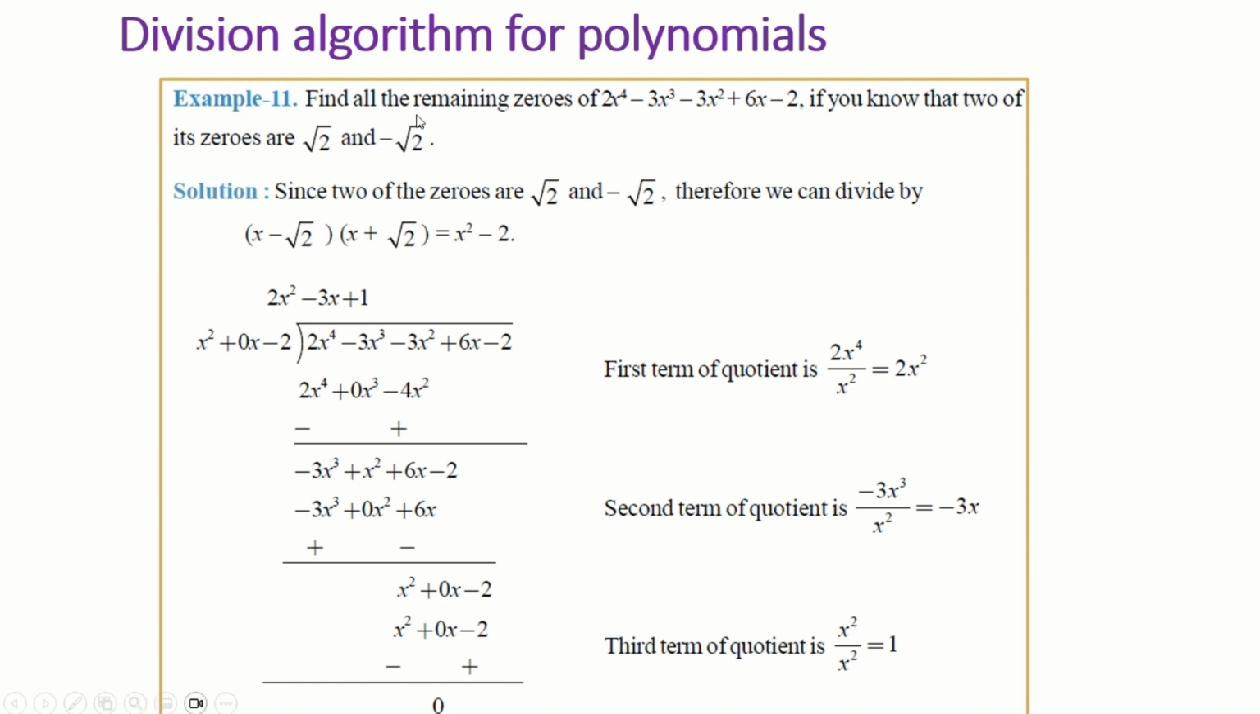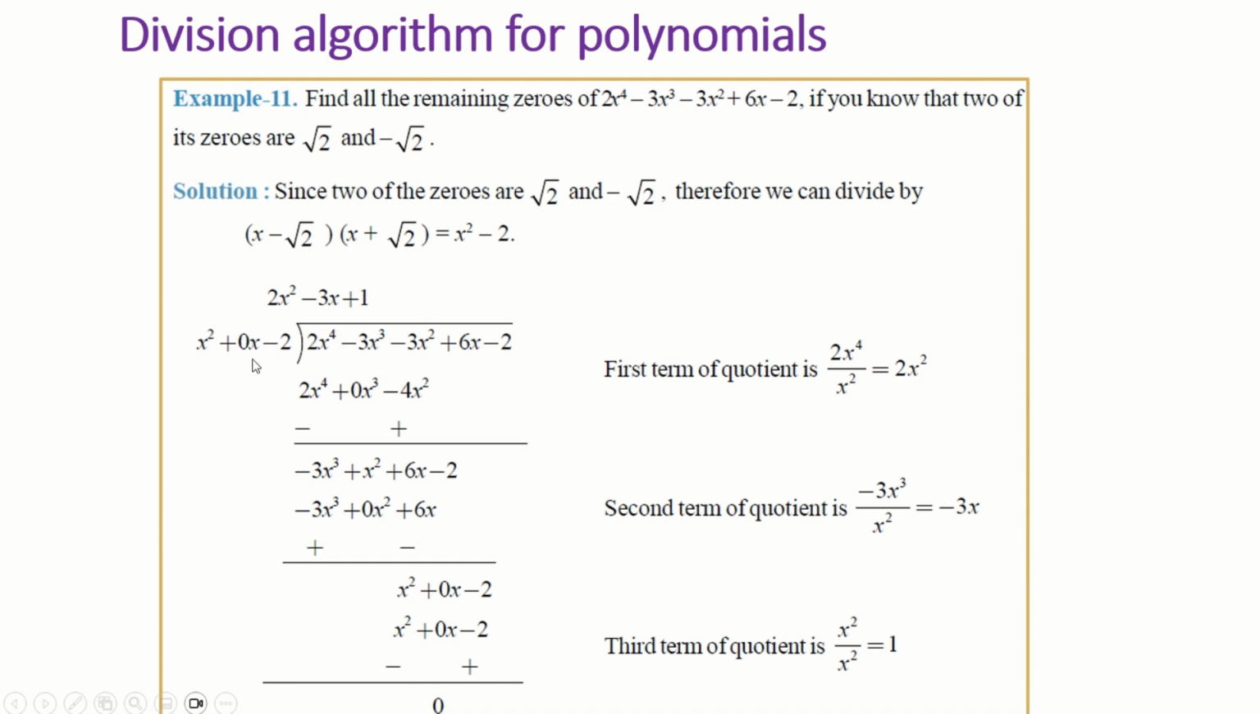So another example here. So you can go through the example, they are all simple. Okay. So here they are telling that find all the remaining zeros of 2x power 4 minus 3x cube minus 3x square plus 6x minus 2, if you know two of its zeros are square root of 2 and minus square root of 2. Okay. So in this case, we need to make one polynomial, that is g of x, right? How do you make it? It is given that square root of 2 and minus square root of 2 are zeros, which means x minus square root of 2 and x plus square root of 2 are factors. Multiply them, what you will get is x square minus 2. This is g of x. So you divide the given polynomial with x square minus 2.